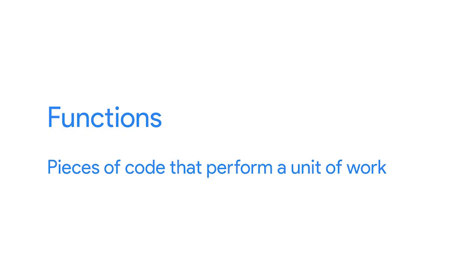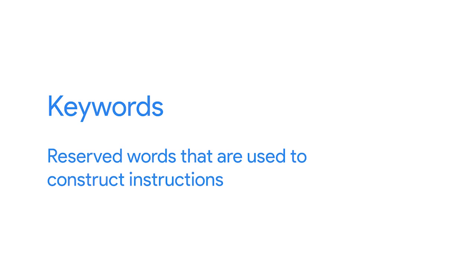So, what are functions and keywords? Functions are pieces of code that perform a unit of work. We'll talk a lot more about functions later on, and you'll even learn how to write your own. Keywords are reserved words that are used to construct instructions. These words are the core part of the language and can only be used in specific ways. Some examples include if, while, and for. We'll explain all of those and a bunch more later in the course.